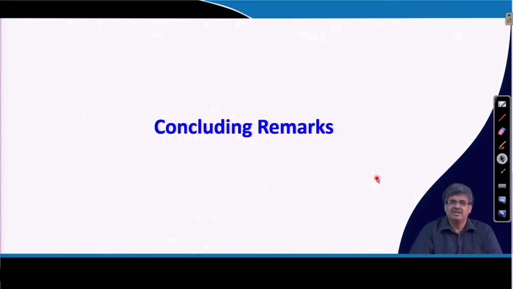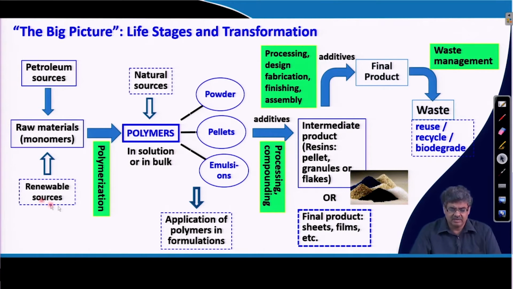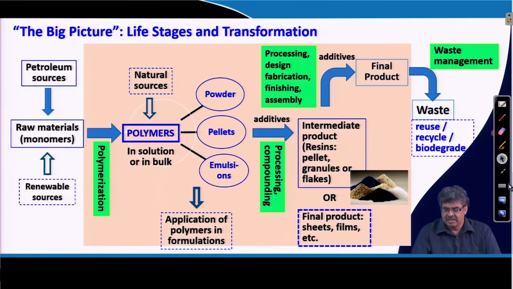Okay, with this I will have some concluding remarks about polymer science. If we go back and remember this slide I have shown a few times, this is the complete picture of life stages and transformation reactions, starting from the source of the polymer, monomers and polymer, and then polymerization and then product. So, this is the part I have discussed during all the last lectures. The only part we have not discussed is the source of the raw material and the waste management, and in fact, these are probably very important, probably as important as this part as well.